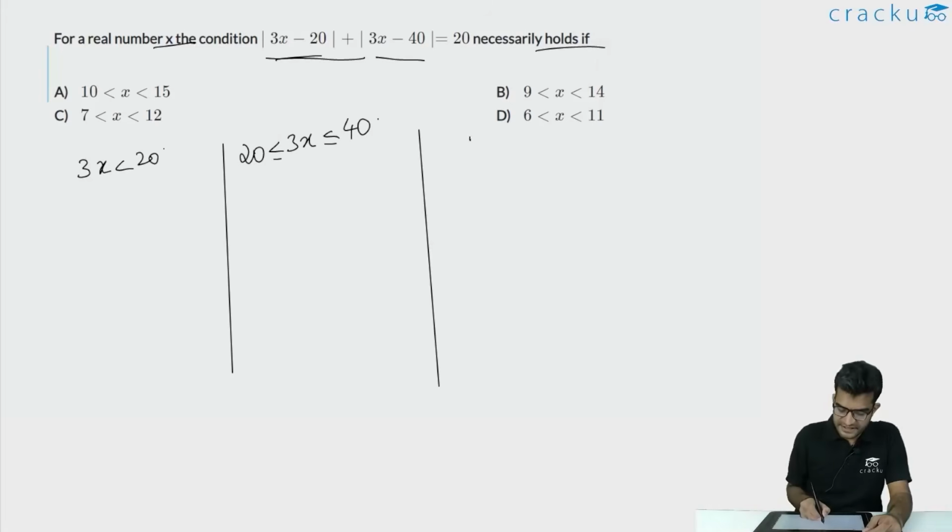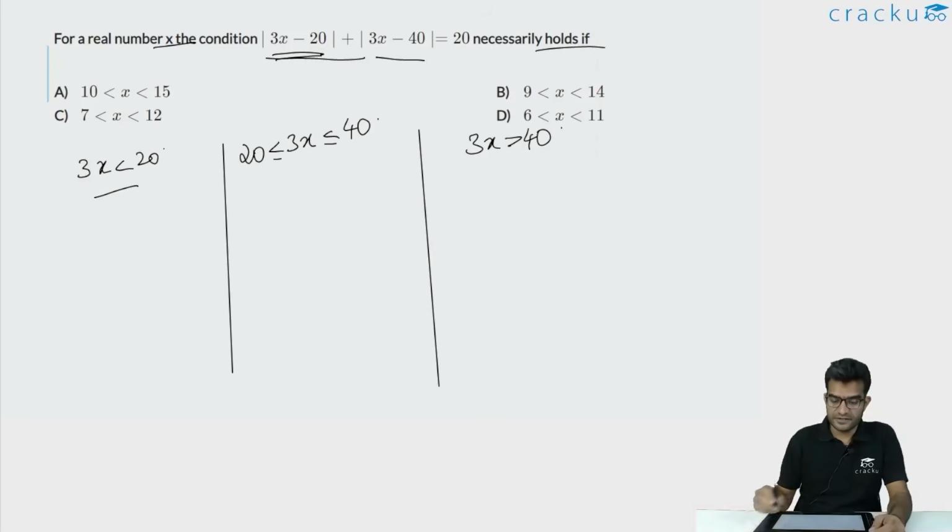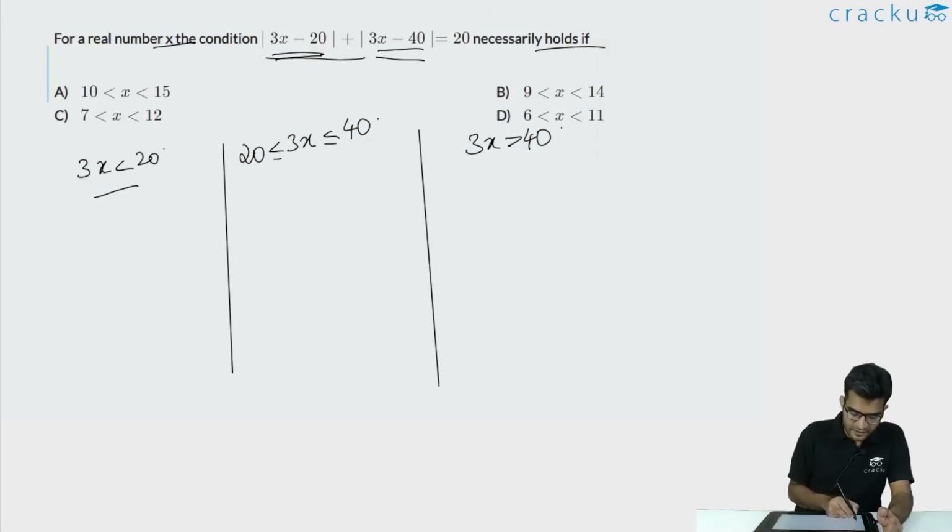In the next case, 3x is greater than 40. If 3x is less than 20, 3x minus 20 will be negative and 3x minus 40 will also be negative. So modulus of 3x minus 20 will be 20 minus 3x plus 40 minus 3x. This is equal to 20. You cancel both of them.